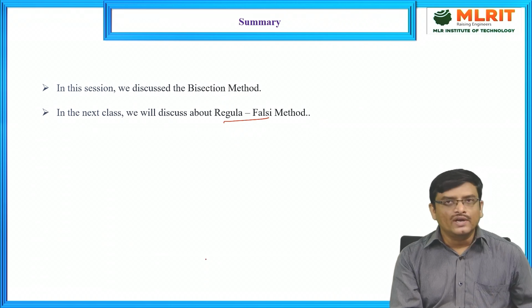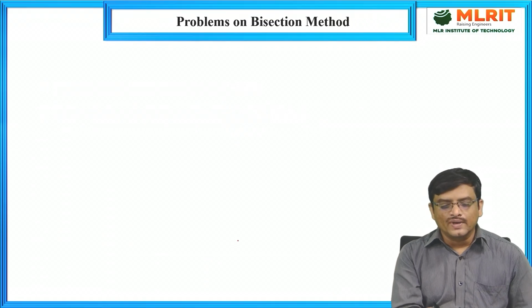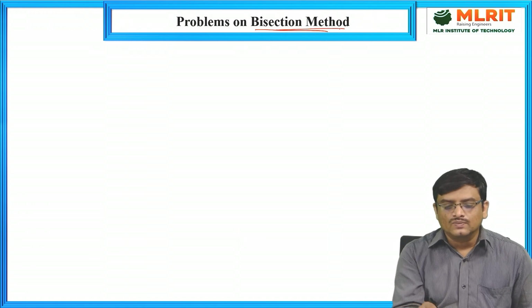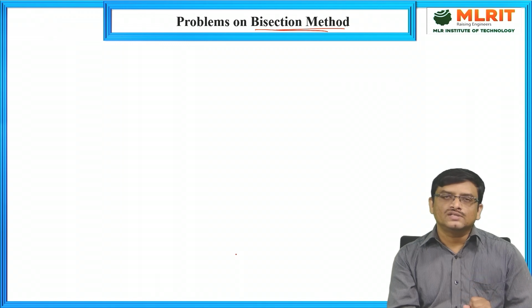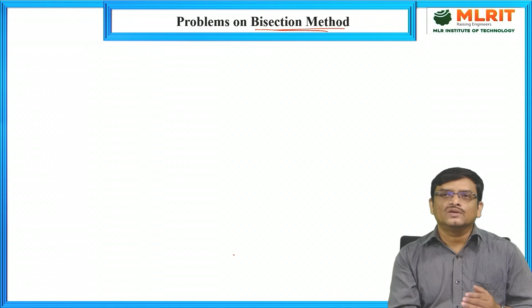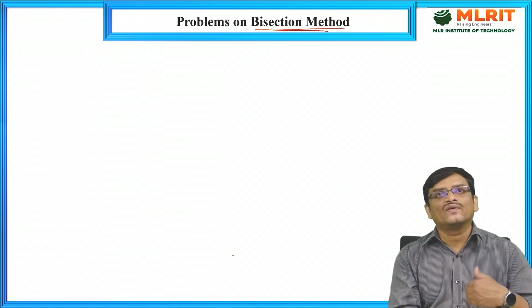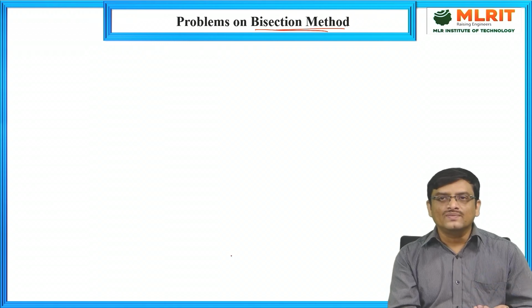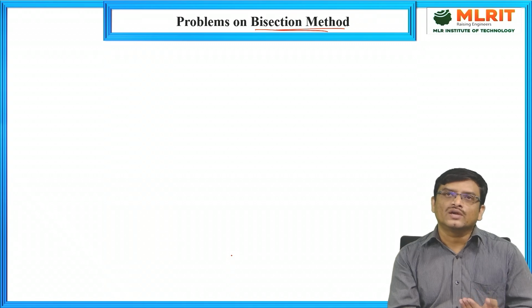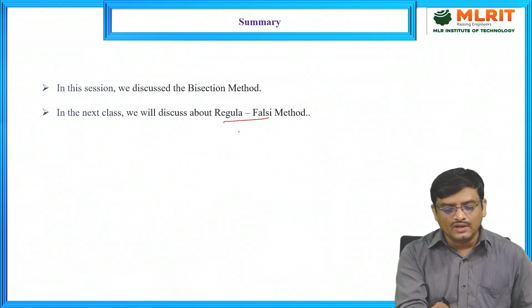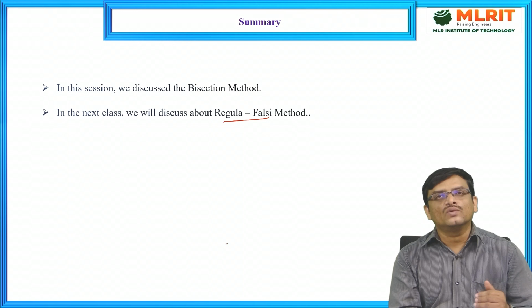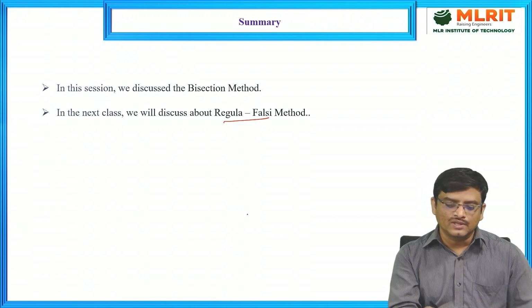The important thing to remember is that the bisection method has some disadvantages. In order to get a more accurate value in the bisection method, we have to apply this procedure a number of times. That is the disadvantage of the bisection method. So in the next video we will discuss the regula falsi method. Somewhat we can overcome that drawback of the bisection method in the regula falsi method.